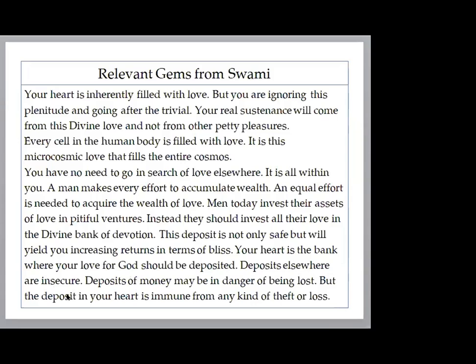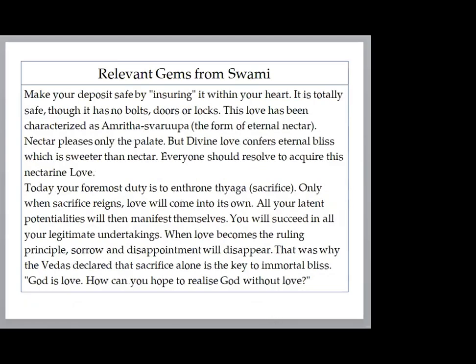Deposits elsewhere are insecure. Deposits of money may be in danger of being lost, but the deposit in your heart is immune from any kind of theft or loss. Make your deposit safe by ensuring it within your heart. It is totally safe, though it has no bolts, doors, or locks. This love has been characterized as Amrita Swarupa, the form of eternal nectar. Nectar pleases only the palate, but divine love confers eternal bliss which is sweeter than nectar. Everyone should resolve to acquire this nectarine love.